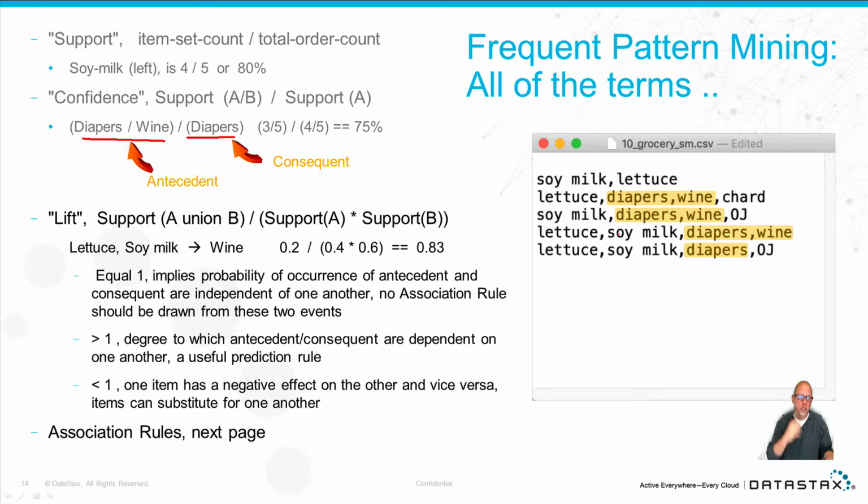And then what we are looking for is a lift higher than 1, and much higher than 1, the better. So 3 is better than 2, 5 is better than 3 and 2. And it implies the probability that the antecedent and the consequent are dependent on one another and could form a useful prediction rule. We're going to have some data here in a moment.